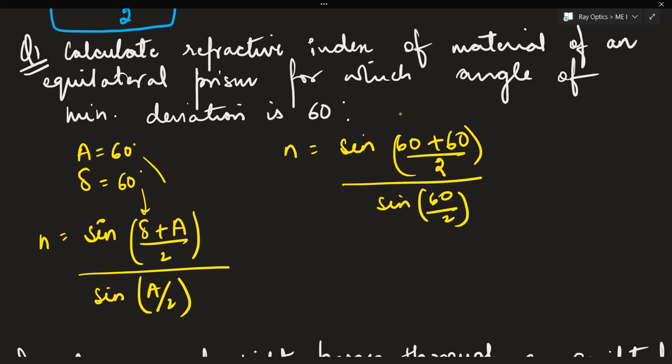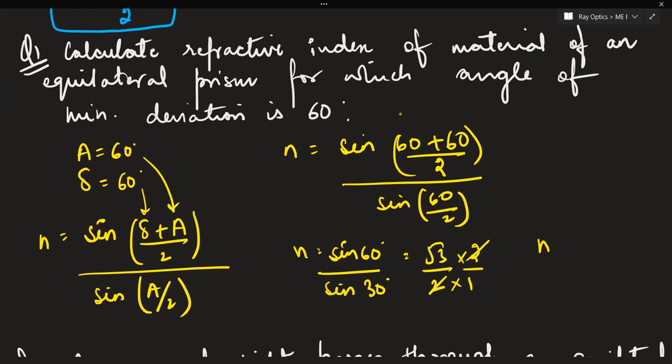So n will be, see, 120 by 2, that is 60. So sine 60 degree, and sine 60 by 2, that is sine 30 degrees. So here you have root 3 by 2, here you have 1 by 2. So the refractive index will be root 3. Yes, good enough. Correct, root 3. Note this down. One more numerical.